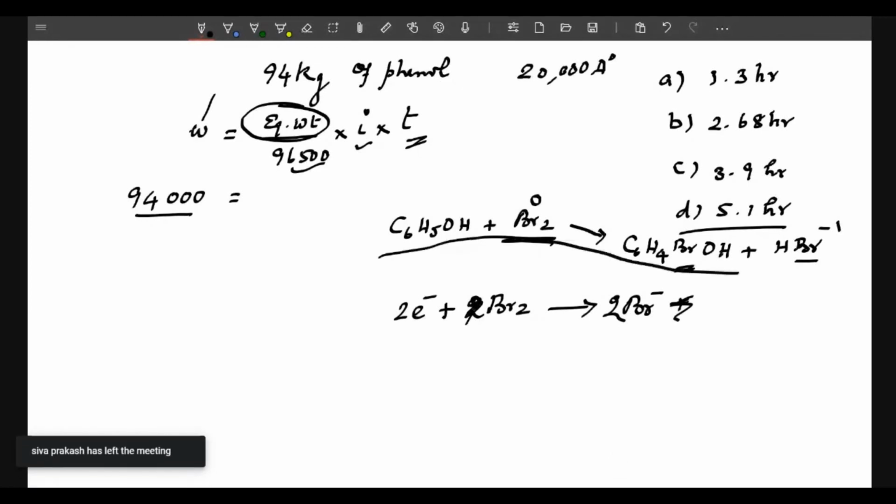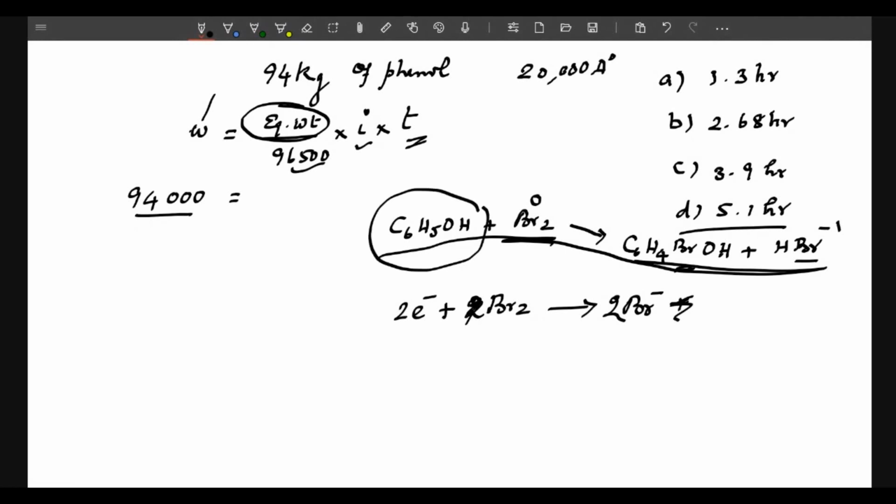Therefore, the monobromination of the phenol is a 2 electron process. Therefore, what would be the equivalent weight of phenol? The equivalent weight of phenol is the molecular weight divided by the number of electrons involved for that bromination.